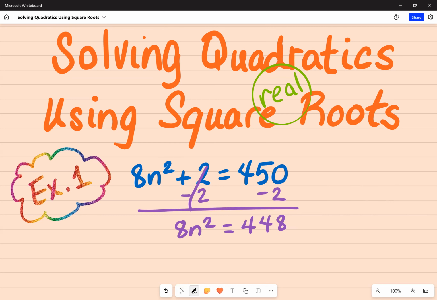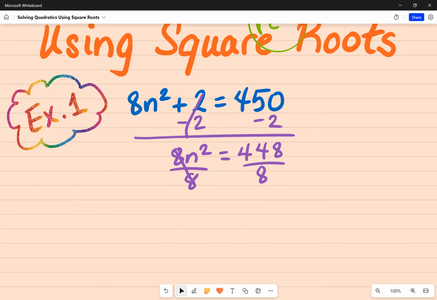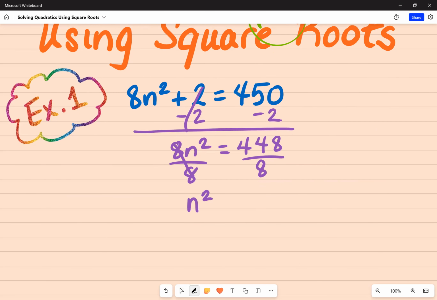Now what I want to do is divide both sides by 8. Why? Because 8 next to an n squared means 8 times, and the inverse of times, as I just showed you, is division. So if I divide by 8 on one side, I divide by 8 on the other side. We're slowly getting n by itself, but it's not there yet. So n squared is equal to 448 divided by 8, which gives us 56.